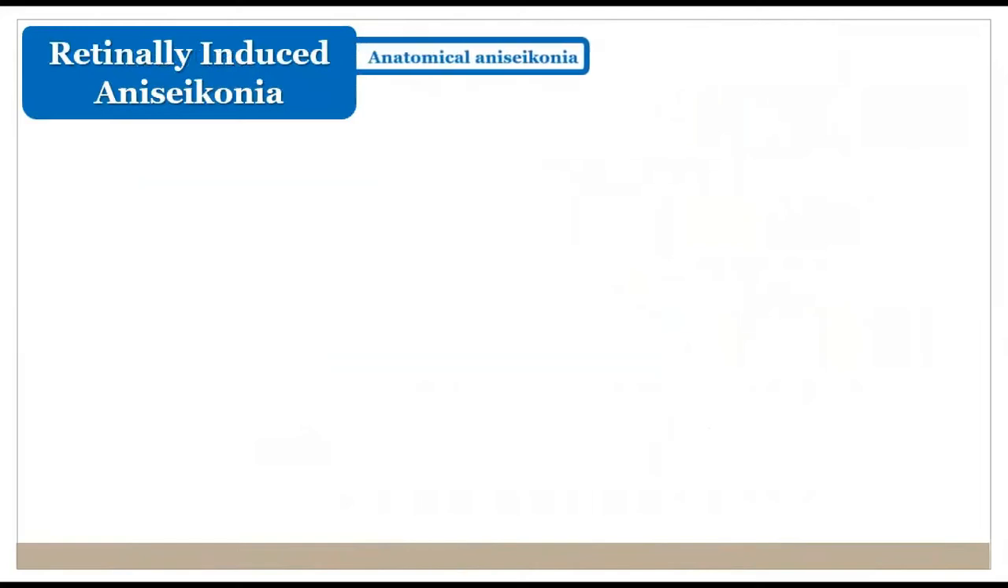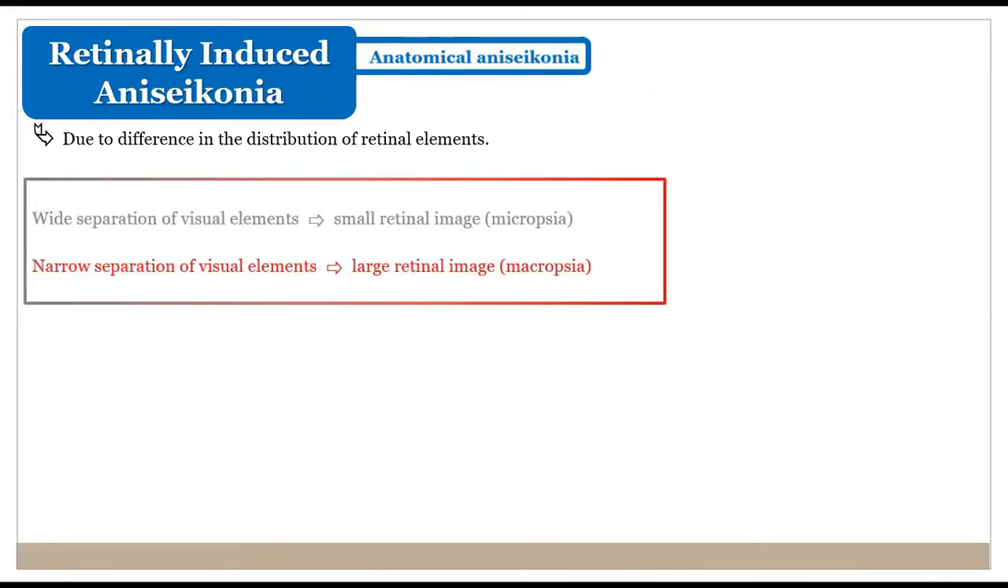So retinal cause or retinally induced aniseikonia, sometimes it's called anatomical aniseikonia. So in short, it is aniseikonia due to difference in the distribution of retinal elements. Here I mean by retinal elements the visual photoreceptors, in which wide separation of visual elements will result in small perceived retinal image, or we can call it micropsia. On the other hand, narrow separation of visual elements will result in large retinal image or macropsia.